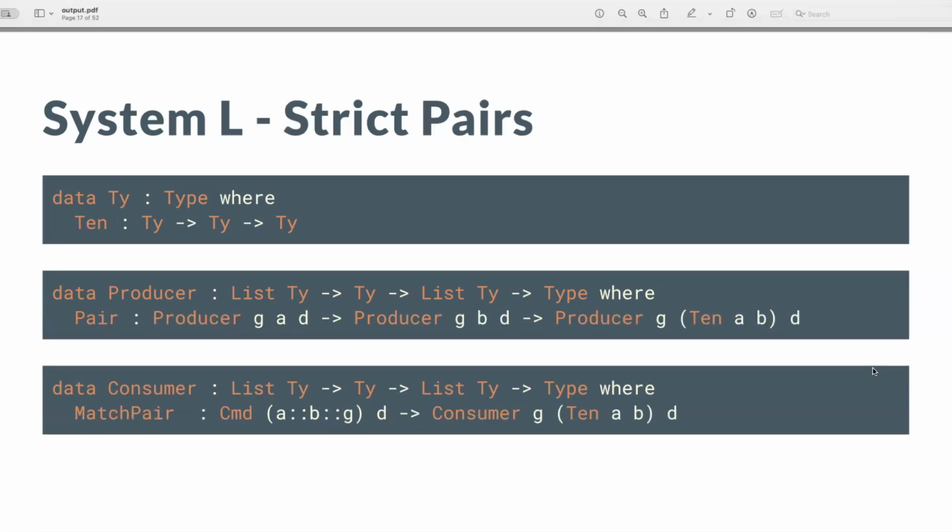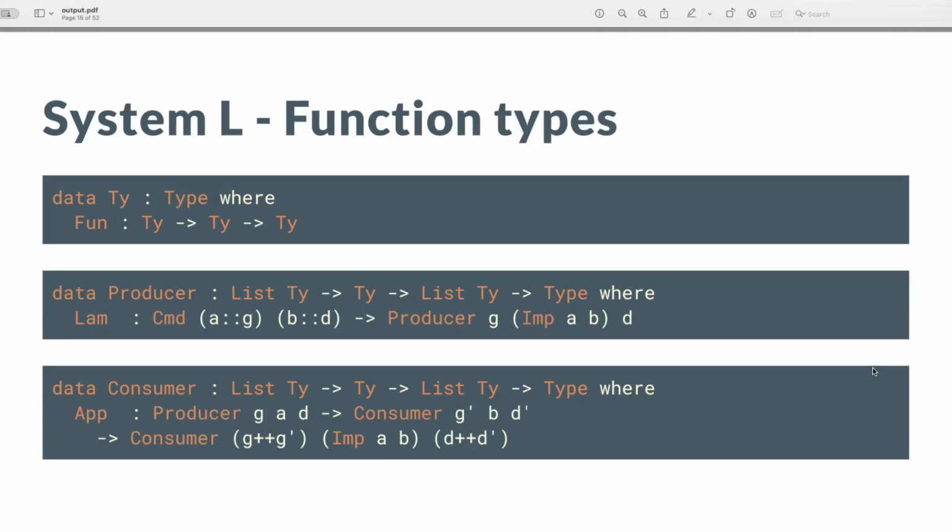Strict pairs. These are the introduction familiar rule for pairs, which is linear. Sorry, can you go back to app? Yes. Yeah, it's like a stack machine.